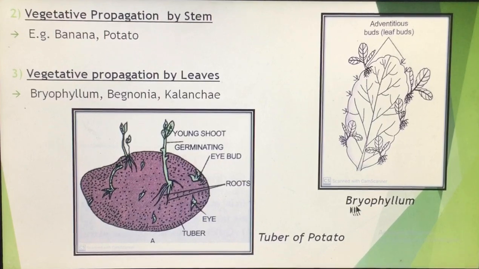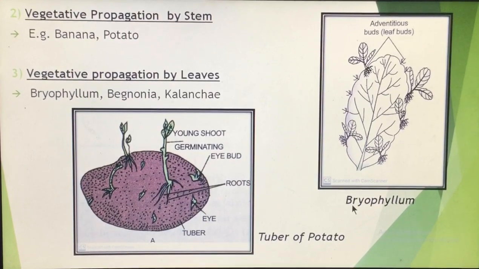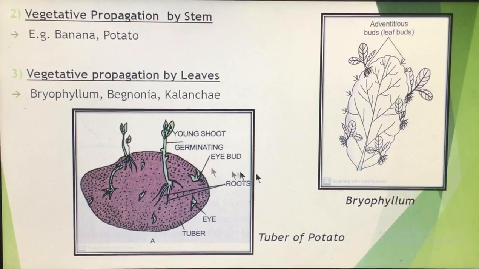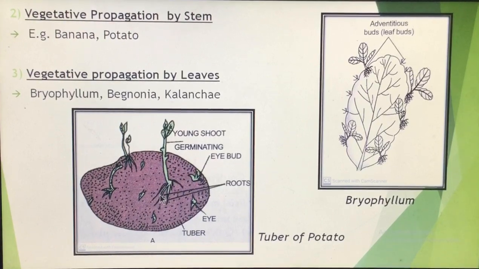These are the natural methods in which the human interference is not there. Okay, the eyes जो हैं in potato, ultimately they give rise to a new plant if the potato is there underground. The second method I told you, the second method is the artificial method. So we will be talking about the artificial method of vegetative propagation in my next lecture.